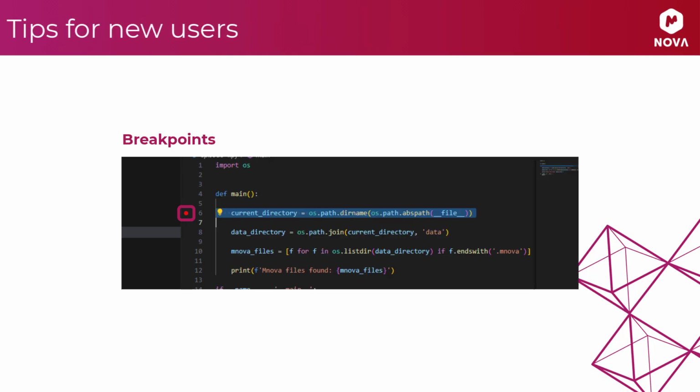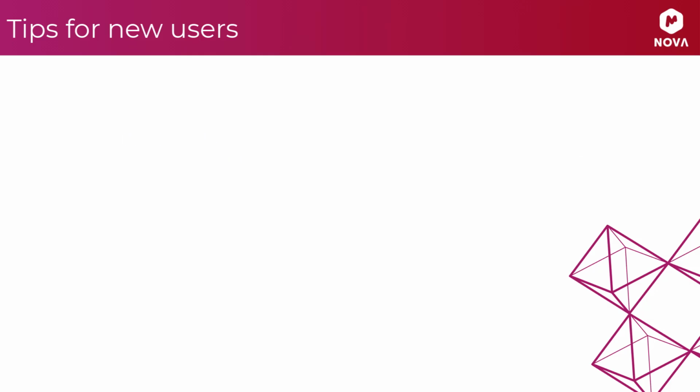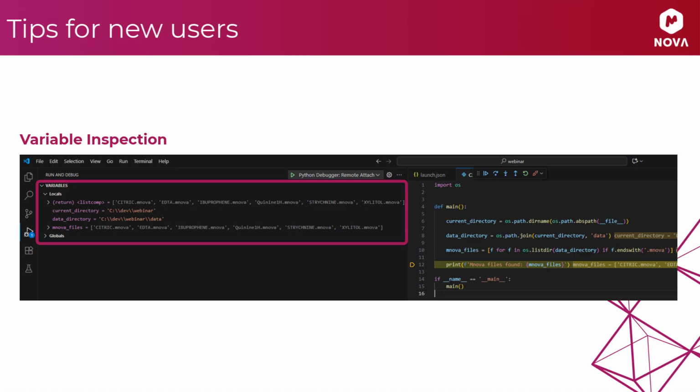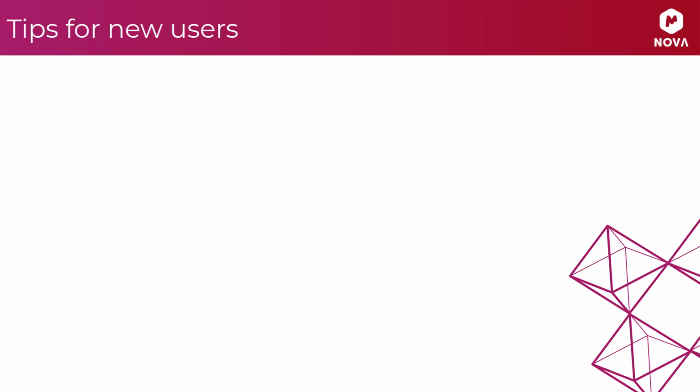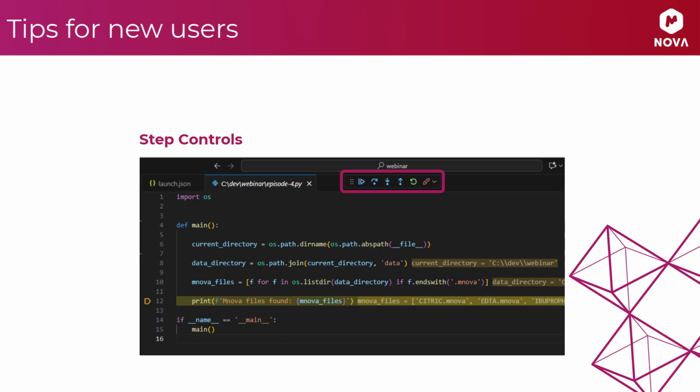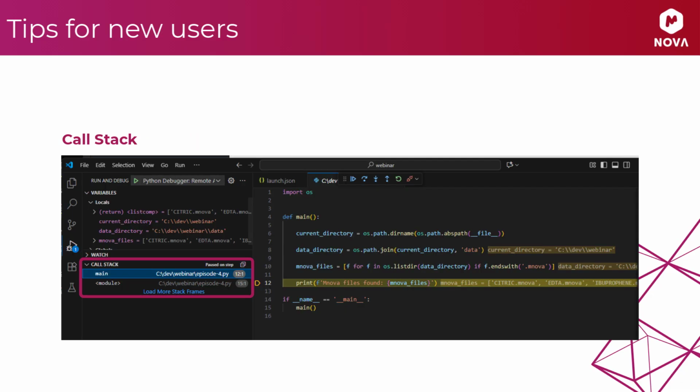Tips for new users. Breakpoints. Click in the margin next to a line number in VS Code to set a breakpoint. The script will pause here, letting you inspect the program state. Variable inspection. Hover over variables to see their current values, or use the Variables panel. Step controls. Use the controls at the top of the VS Code window to step over, into, or out of functions. Call stack. The Call stack panel shows you how your code reached the current point. Very useful for tracing bugs.